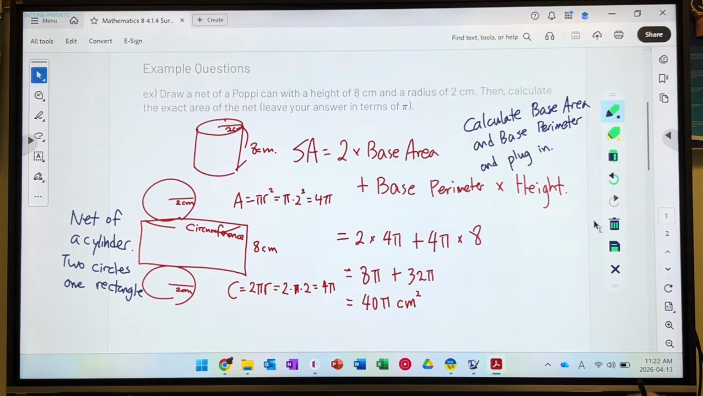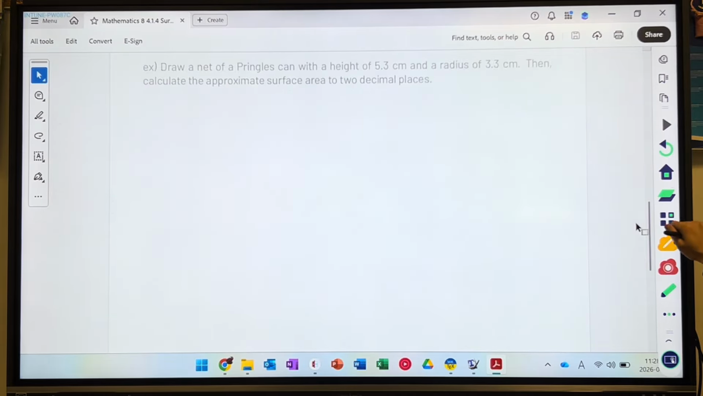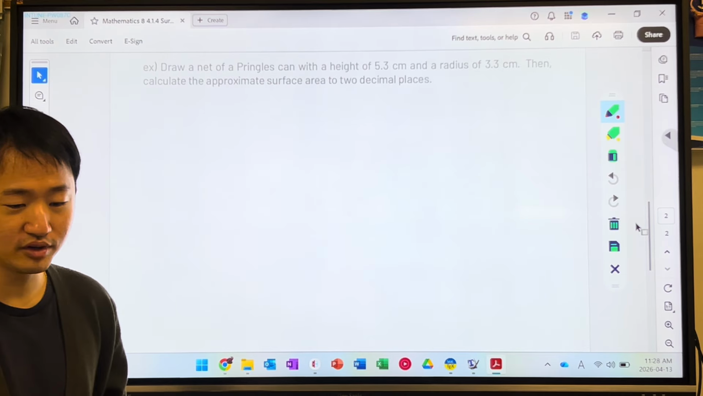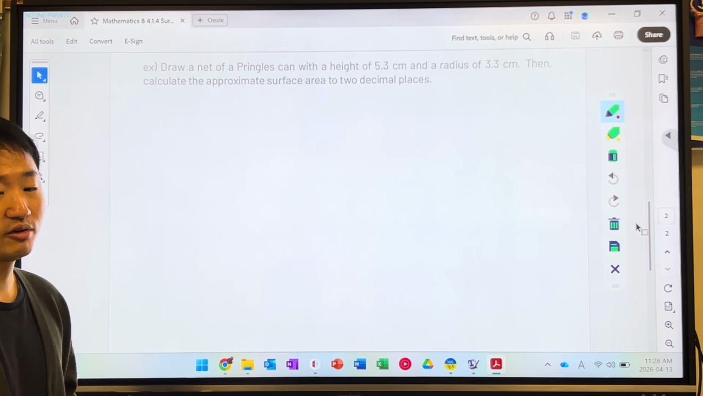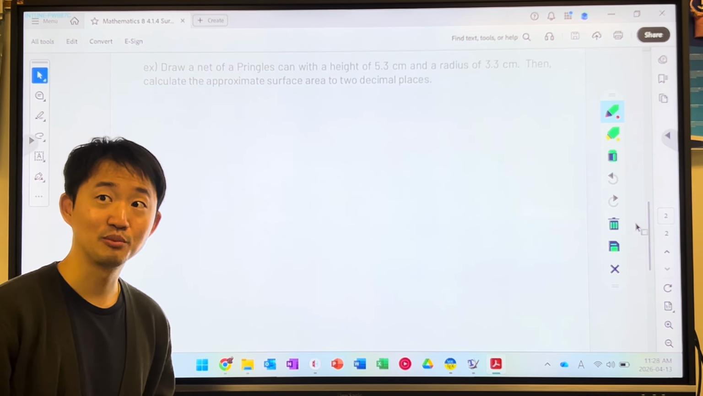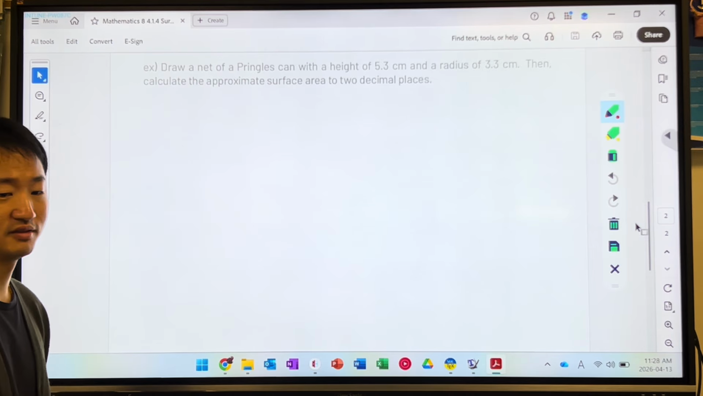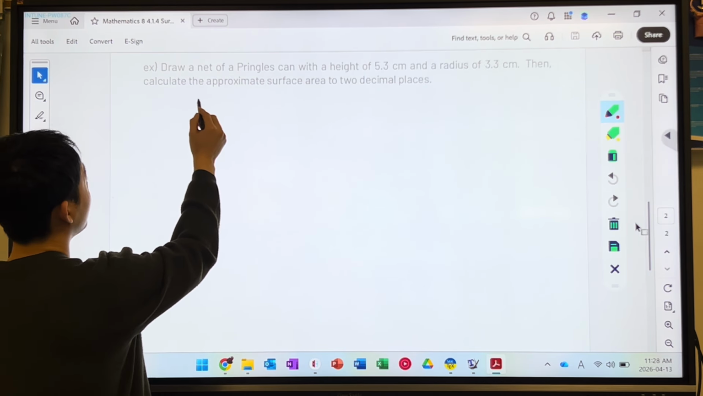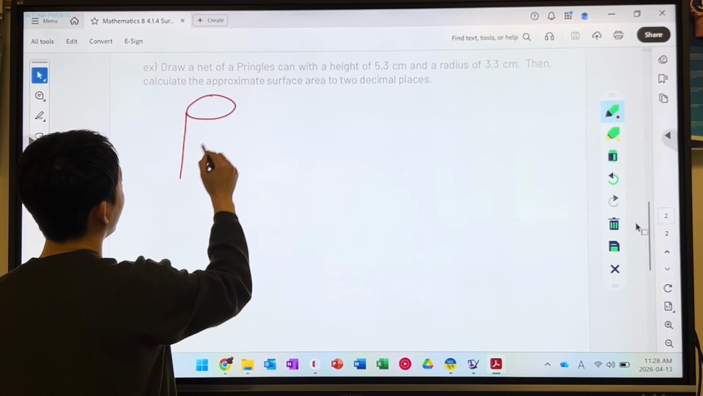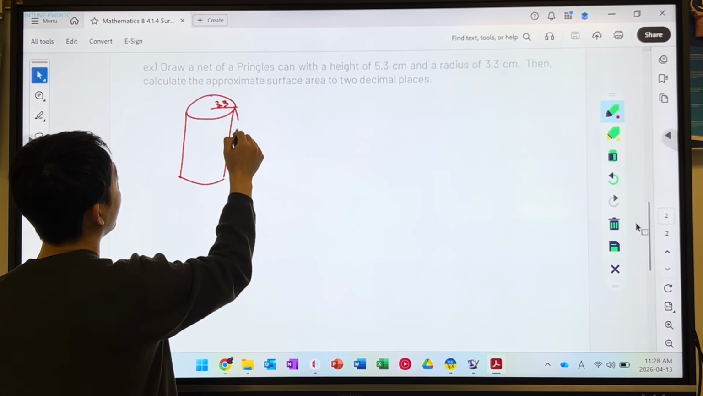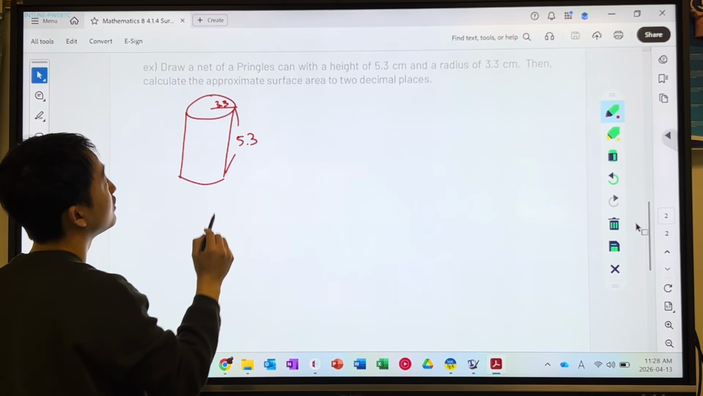Let's try the next question. It's a similar problem. It's a Pringles can that has a height of 5.3 centimeters and a radius of 3.3 centimeters. And this time I'm going to find the approximate surface area of this Pringles can. Well, similar thing. We're going to start off by drawing the situation. It's 3.3 and 5.3 here.